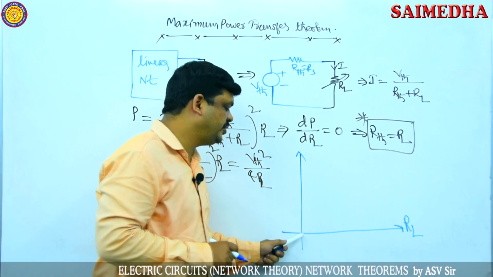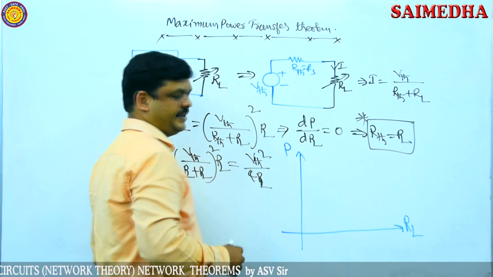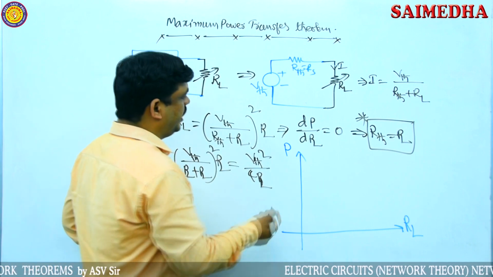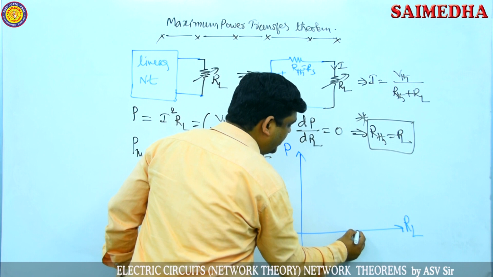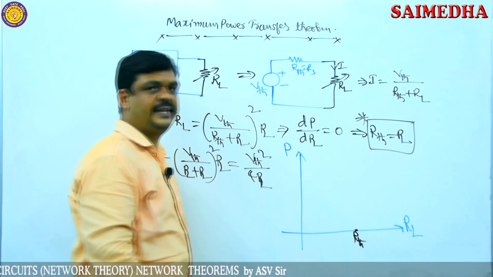This load resistor value is changing from 0 to infinity, and one more axis I am writing now: power of the load resistor. So Thevenin's resistance is some fixed value. I am assuming the Thevenin's resistance is here. Exactly, it gives the Thevenin's resistance here.